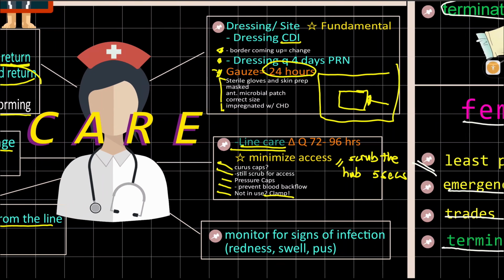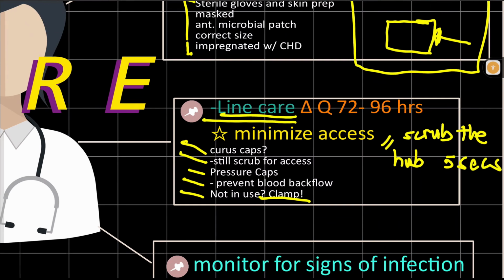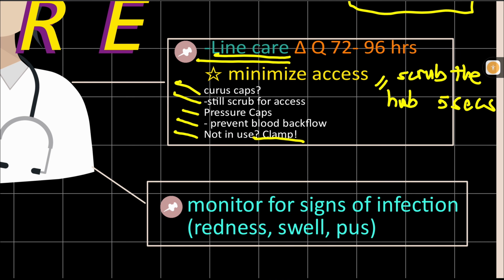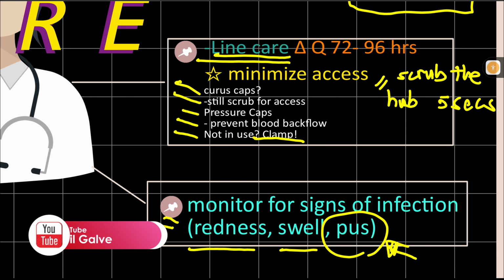Now, the last nursing responsibility is to monitor for signs of infection such as redness, swelling, and pus discharge. If you see these three, you have to notify your provider in order to do quick actions such as removing it, especially kapag may pus, and then running blood cultures to rule out any colonization of the central line.